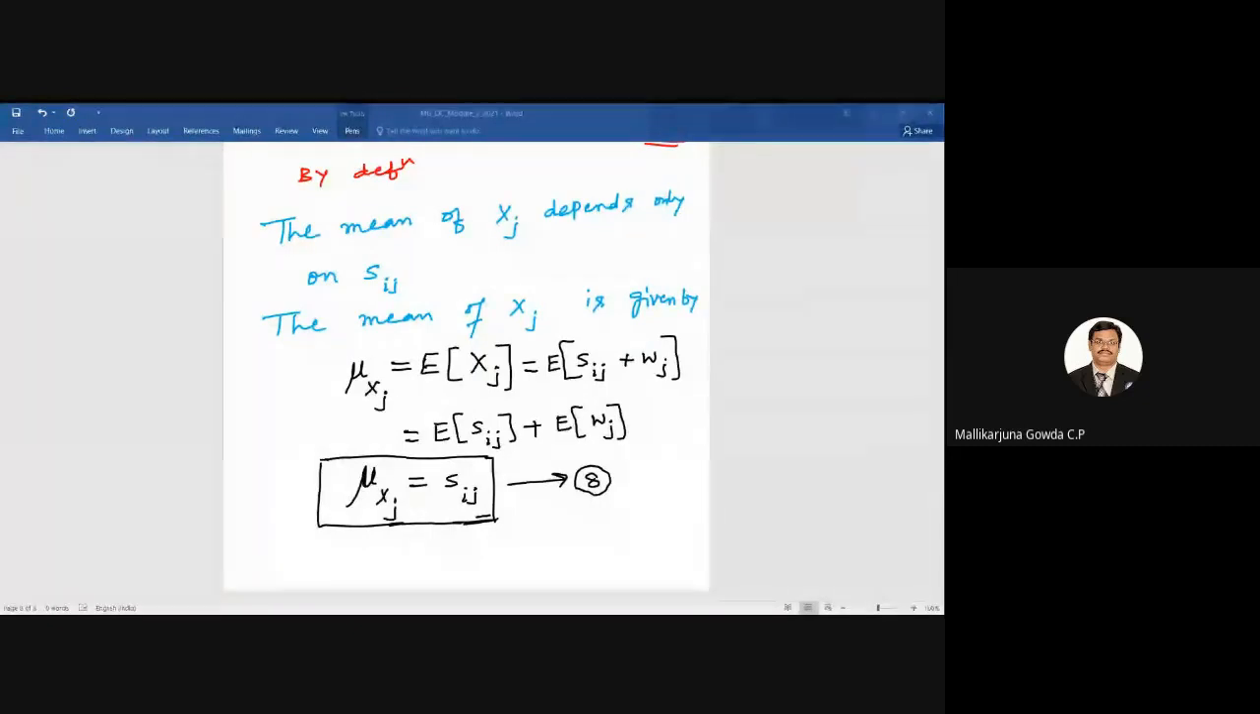Okay, so let me stop with this. I will continue with the variance of this random variable xj tomorrow. Tomorrow is the first hour, no? So let me do that.